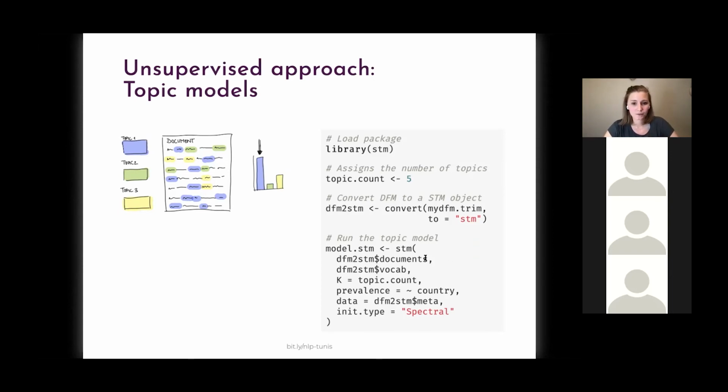And then you assign different components. You assign the documents, you assign what they call vocabulary, and you assign the topic number, which is here the topic count. It's K. It's 5. And here, if you add the prevalence, this is the meta information. It's country. You add your data. It's in the DFM2 STM object where I started. It's in the meta part. That's just where it is.